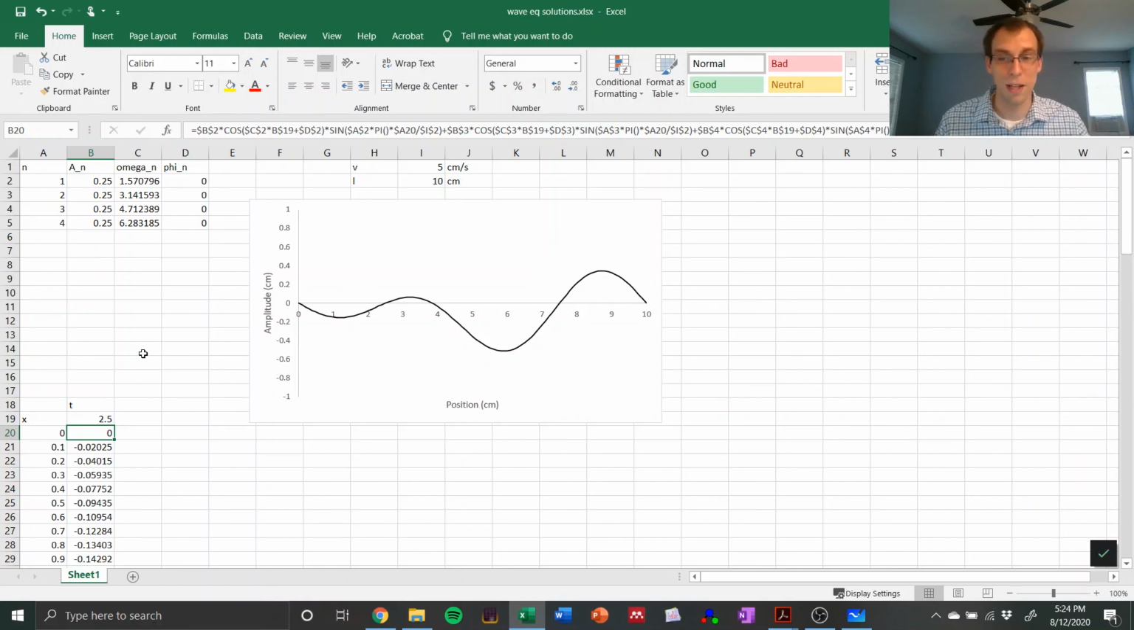And this is something you'll get to play with on your homework assignment as well, looking at some specific scenarios that I'll ask you to look at.